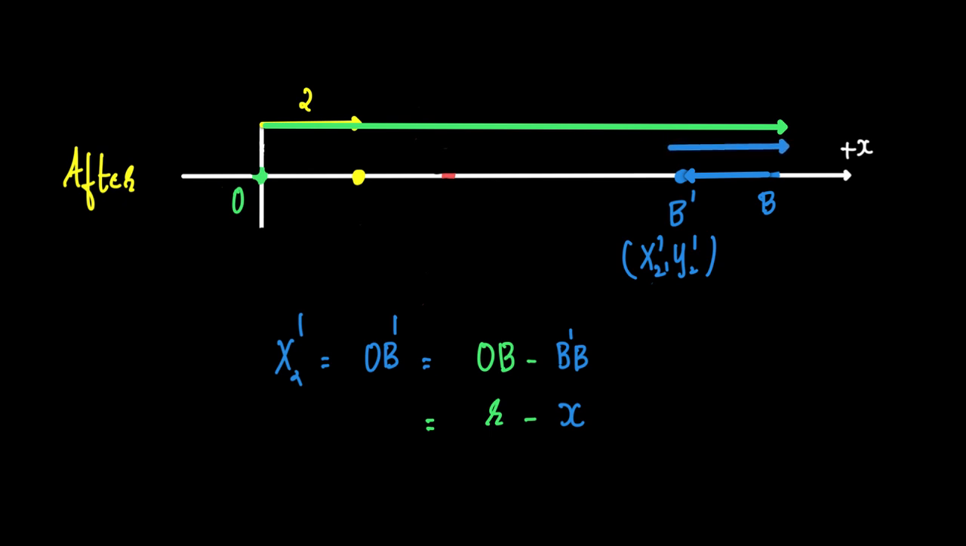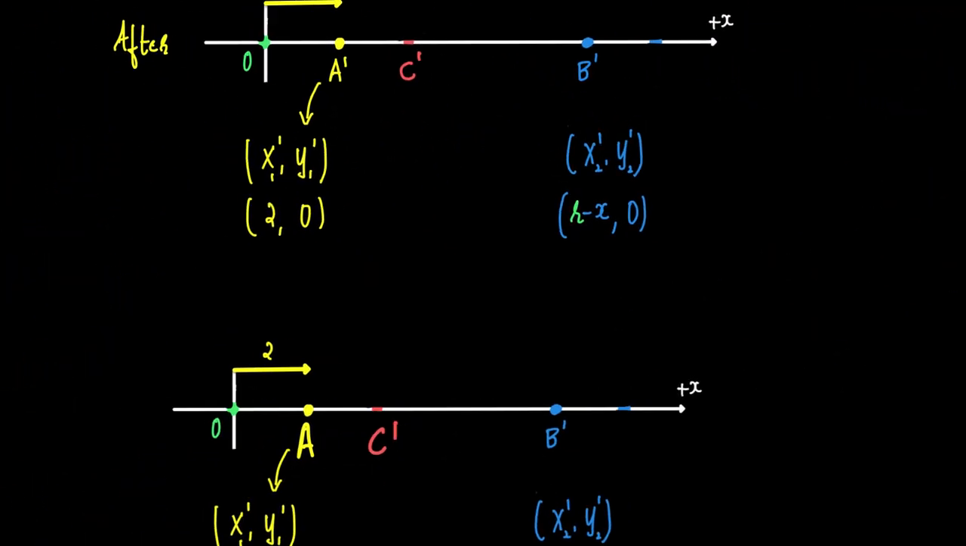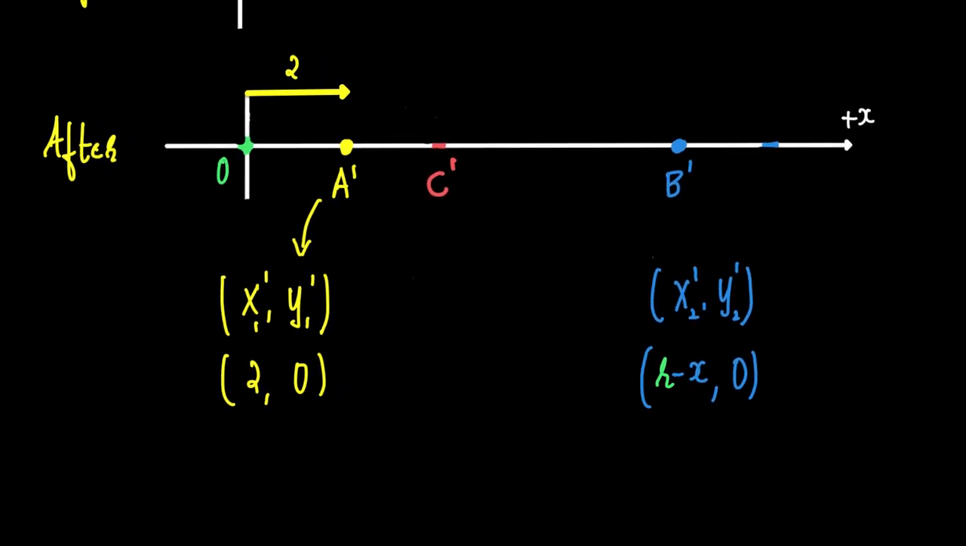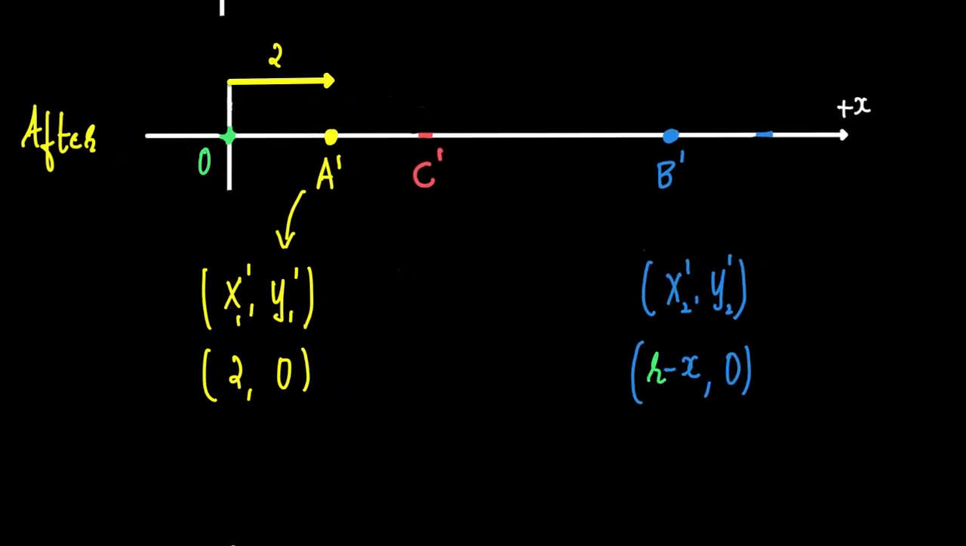this small length BB dash. What is OB? It is the distance between origin and B, which is the earlier distance between A and B, which is R. What is BB dash? We don't know, that's the unknown value here. So BB dash is equal to X. So what is X2 dash? R minus X. In this graph, if we write down these findings, we have X2 dash is R minus X and Y2 dash is 0.